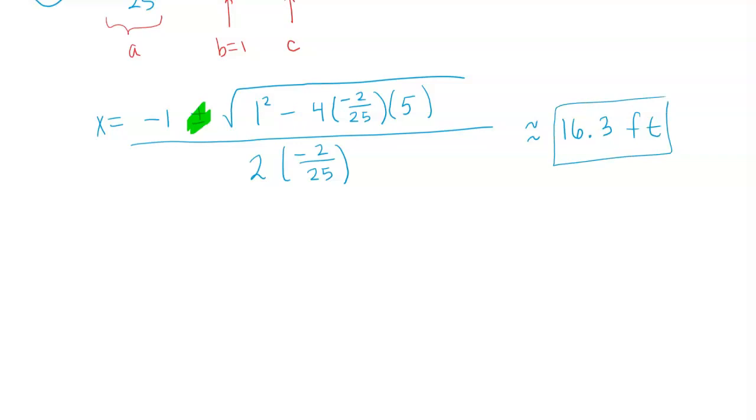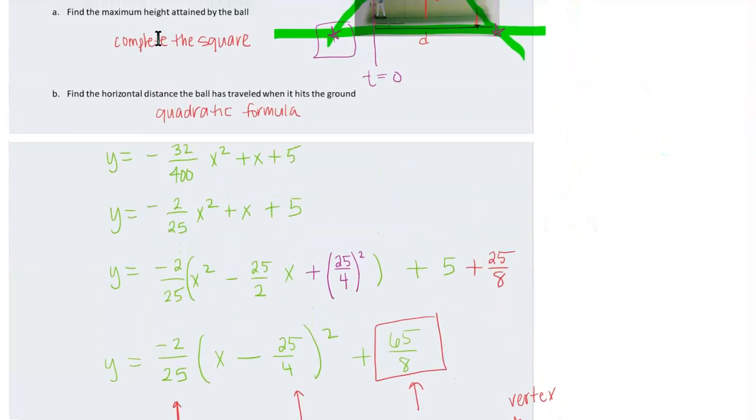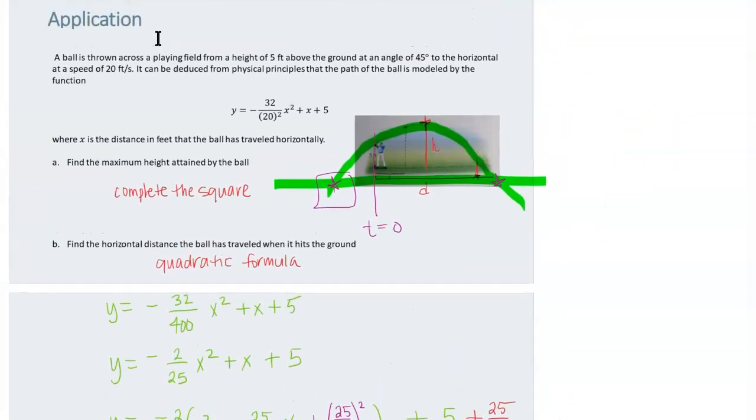So that's saying that back here at this picture, the distance that the ball is traveling from that guy to where it hits the ground, that's going to be about 16.3 feet.